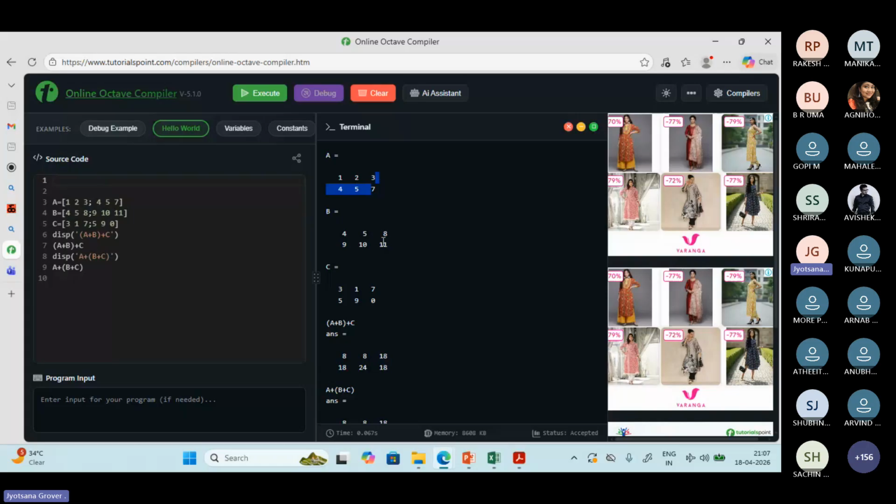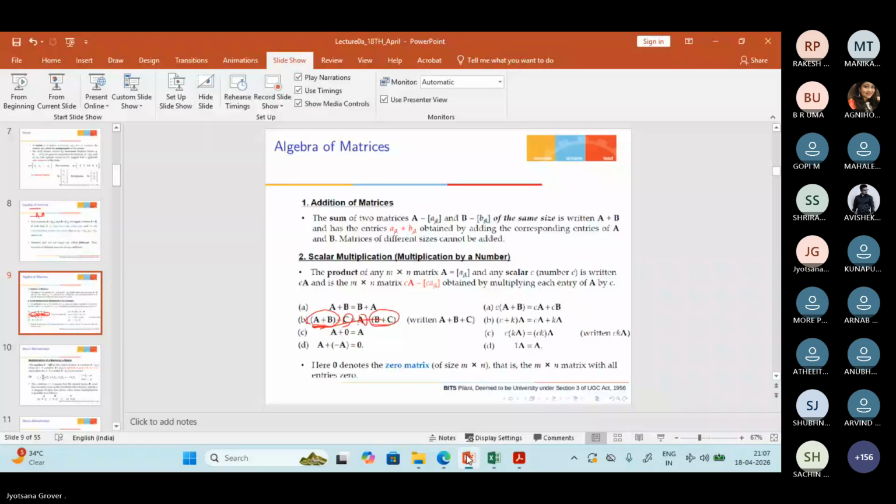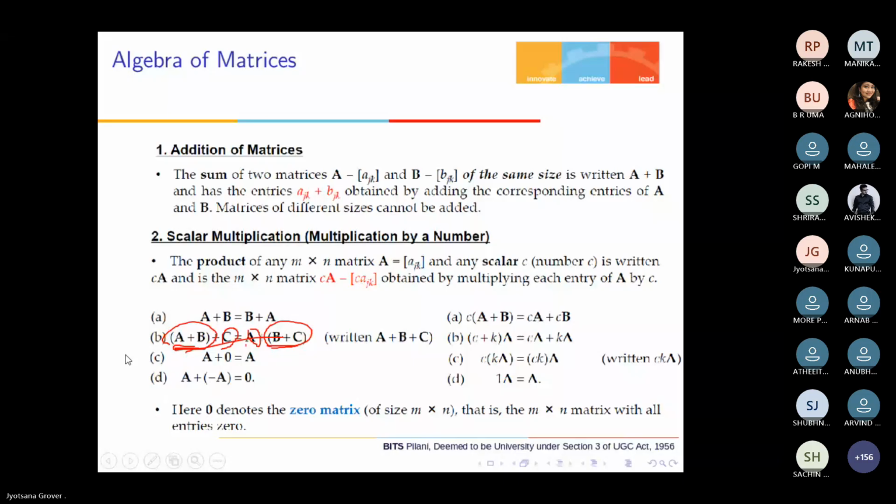Now you add the result of A plus B with C. You get this. Here that means you are adding A and B first and then you are adding C. And here it means you are adding B and C first and then you are adding to A. Is it okay? So this is called associativity. We have done this rule. Now let's do the next rule.